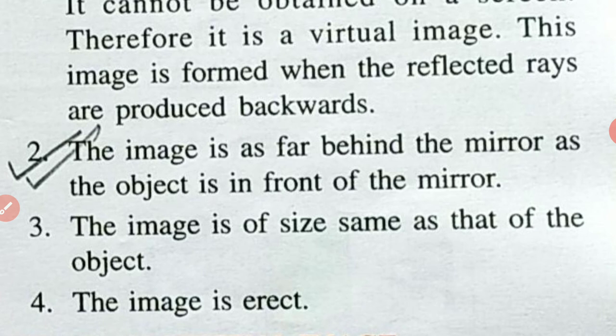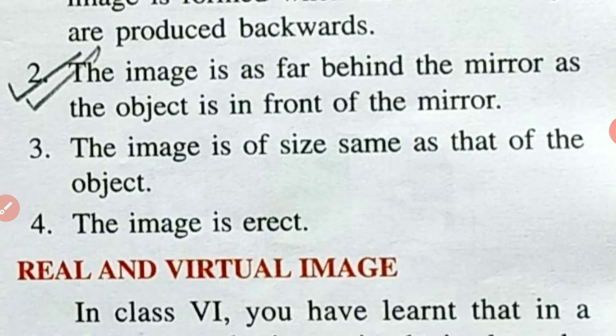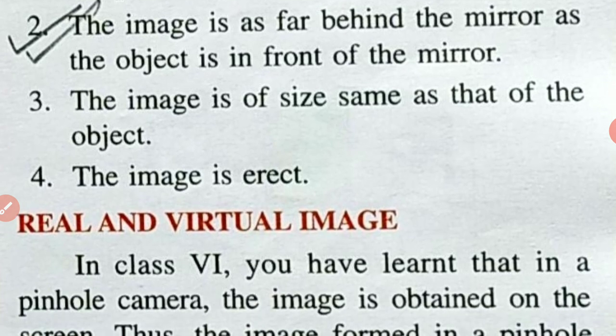Next, the image is of the same size as that of the object. Obviously the image should be of the same size. So when you stand in front of the mirror and look at yourself, you will get the image of your own height. The image is erect, which means when you stand in front of the mirror, you see your head at the top and legs at the bottom. This means it is erect, it is upright. In the next video, we shall discuss real and virtual images.